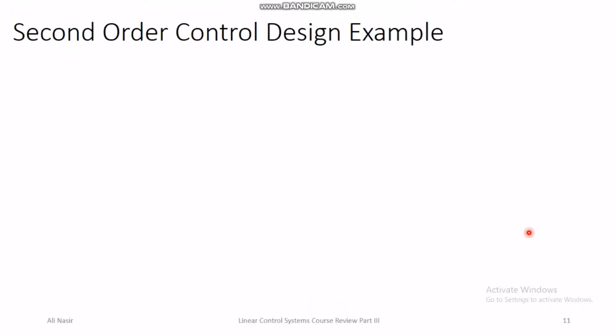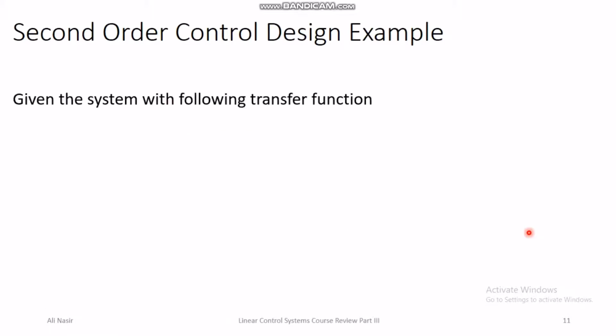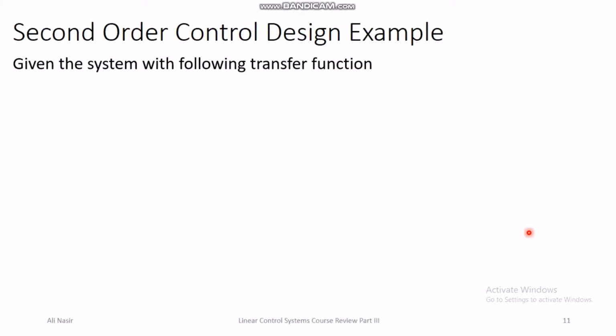Then the second order control design example is the next topic of the course, where we try to design the controller using the transient specifications and the steady state error study that we have carried out so far. And we look at the control design in terms of an example.